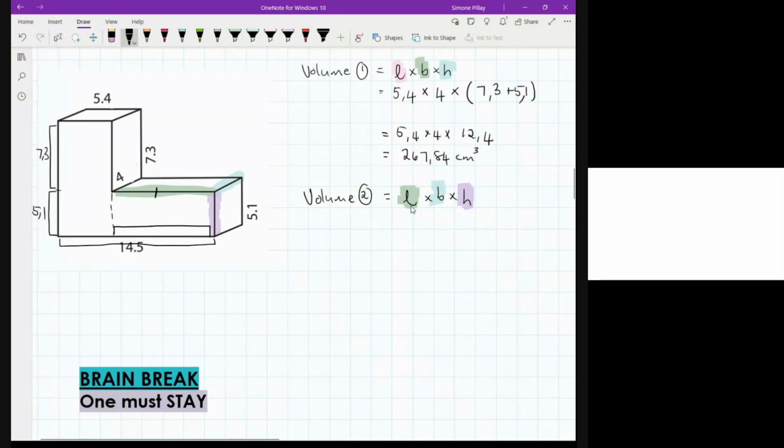Ma'am, what is our length? How do I calculate this length over here? You're going to take 14.5 and minus it from... No, you're going to take 5.4 and minus it from 14.5. Okay, so my length is actually 14.5 minus 5.4. That is very well spotted.